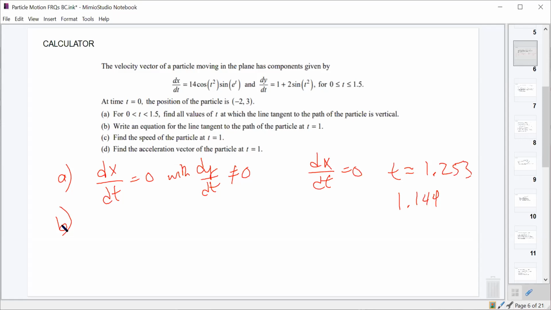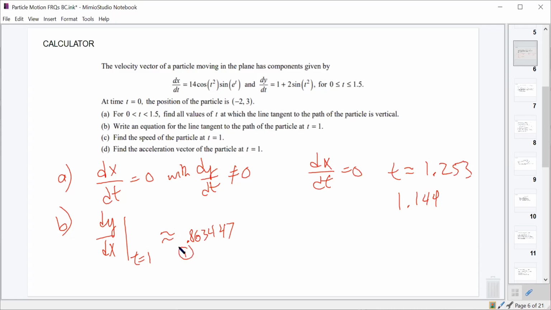All right, part B. Write an equation of the line tangent to the path of the particle at t equals 1. So we need to find the slope at 1. Slope at 1 should be dy/dt over dx/dt, so we'll just say dy/dx at 1. And what does that come out to be? The slope is 0.863447. Everybody good with that? That was worth a point.